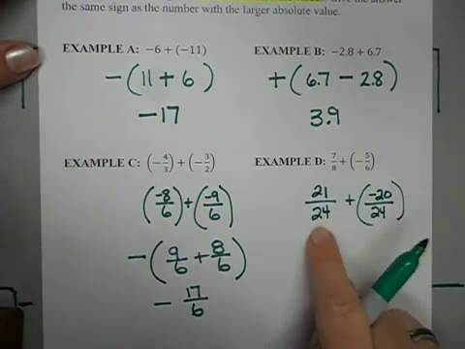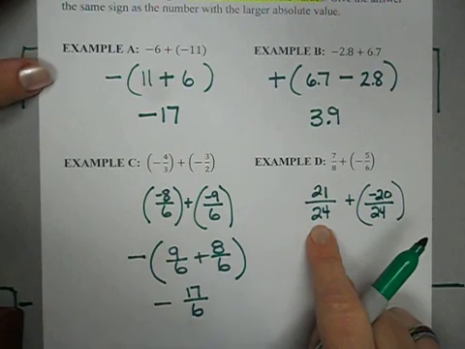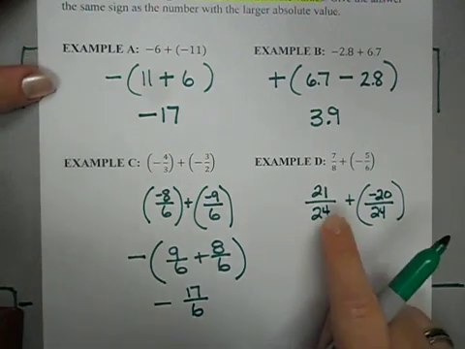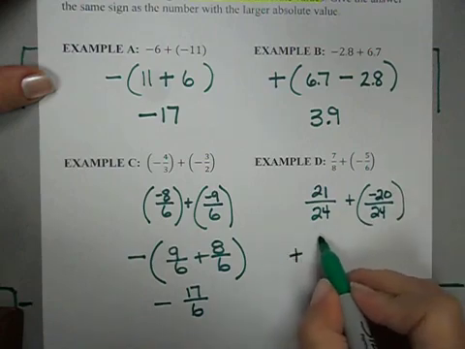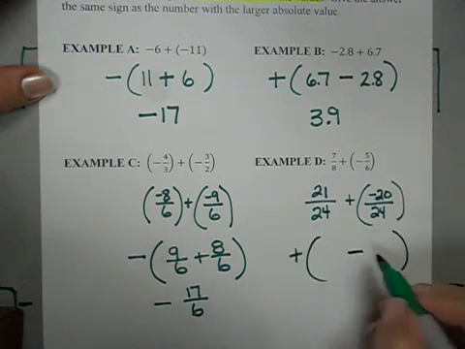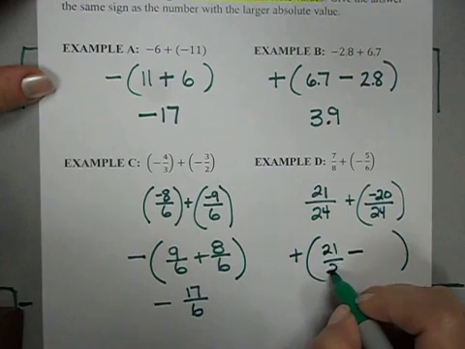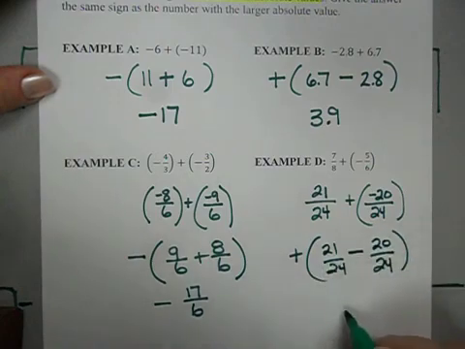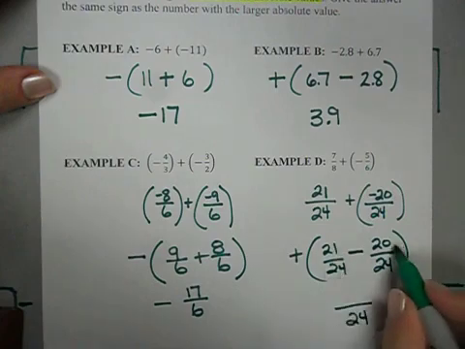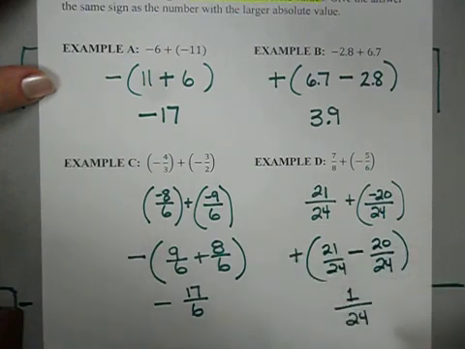Now we can see that the positive number is the larger number when we look at their absolute values. So different signs means we keep the sign of the larger number, which is positive, and I need to subtract their absolute values. So my final answer will be: keep the denominator, subtract, and we keep the positive sign. So my final answer is 1/24.